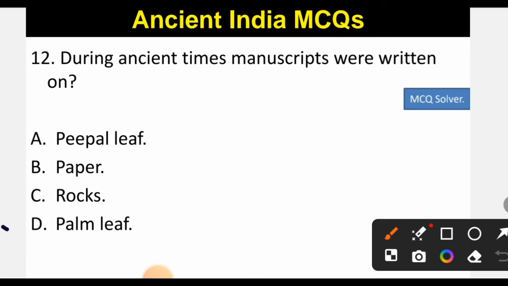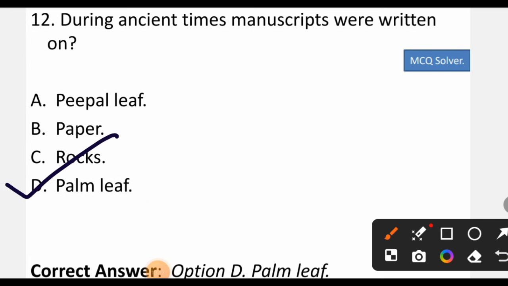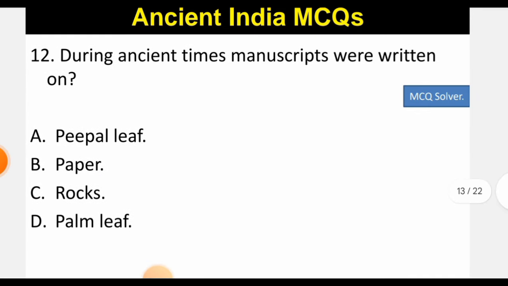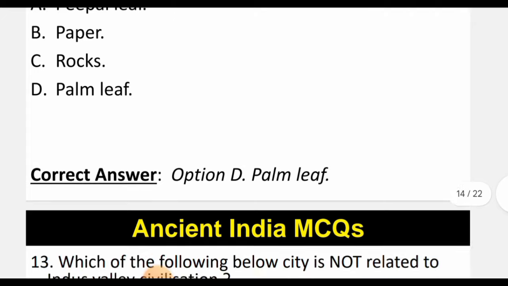The correct option is option D, that is palm leaf. So palm leaf was used as the mode where the teachers, or the ones writing the curriculum, the educationists, used to write things on the palm leaf. So D is the correct option.